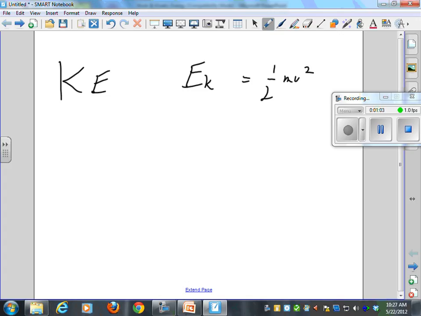Now you have to be careful because you might recall from circular motion, centripetal force was mv squared over r, right? So you can see that this could also be written as mv squared over 2, right? And of course, that's not equal to mv squared over r, unless the r is equal to 2, I suppose. So don't confuse those two formulas, is what I'm saying. Don't confuse the kinetic energy, 1/2 mv squared.